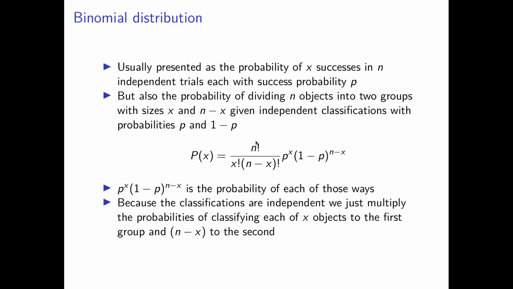classified with that probability. So if x are going into the first group, which has a probability of p, then you multiply p x times, and n minus x must be going into the second group with probability 1 minus p. And so you multiply 1 minus p, n minus x times. So that's where you get the expression for the binomial distribution.